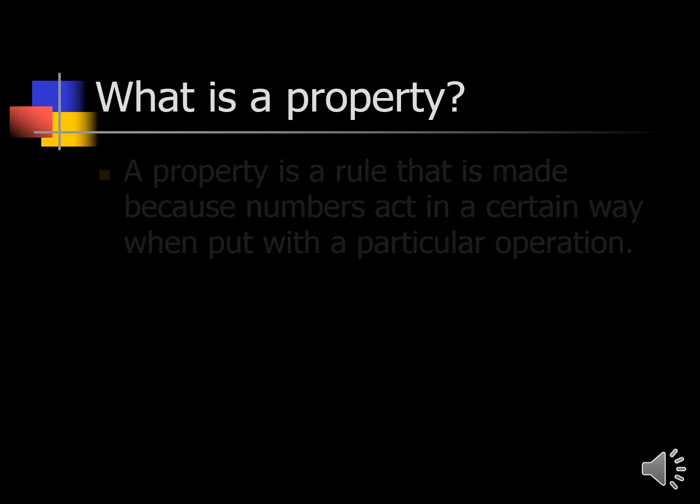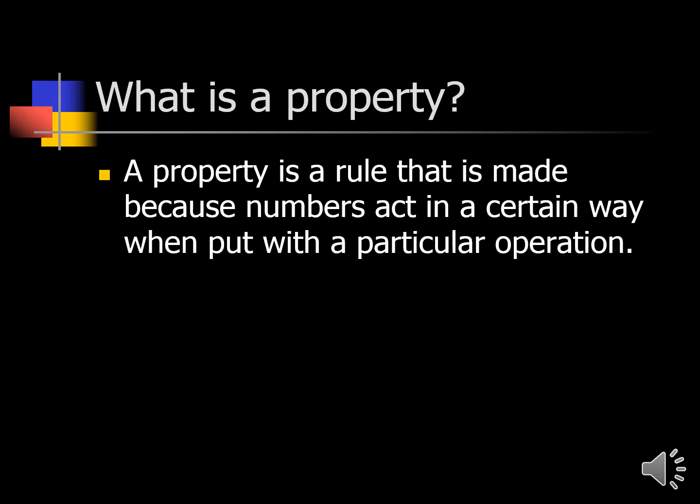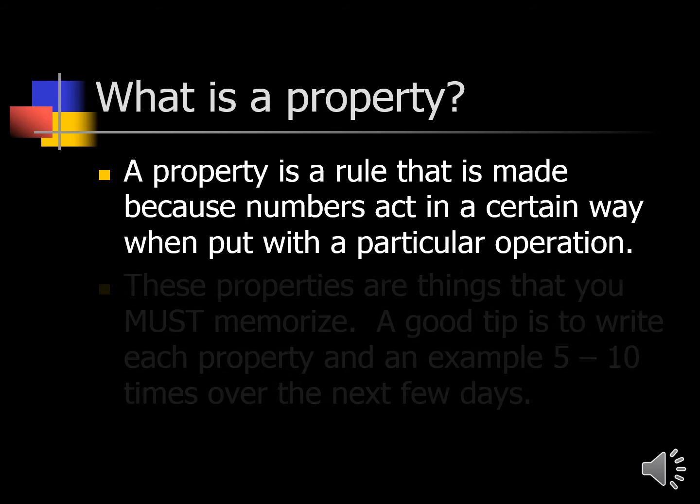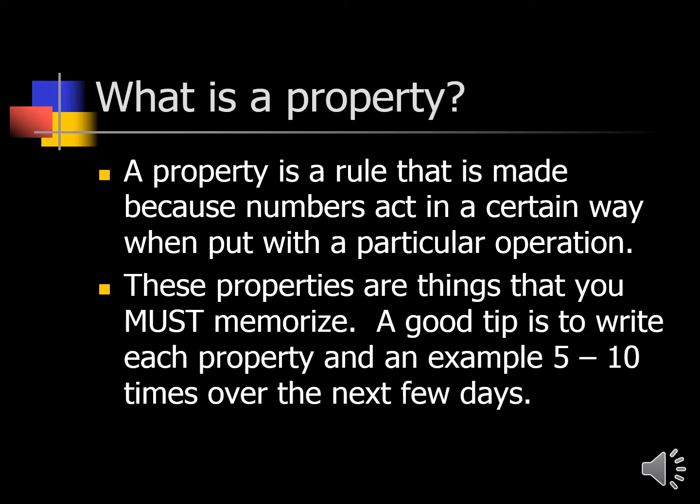First of all, let's discuss what a property is. It's a rule that is made because numbers act in a certain way when they are put with a particular operation. You have to memorize what these properties look like. A possible good tip is to write each property and an example of each property 5 to 10 times over the next few days that you'll be doing this lesson. You possibly also want to put them on flashcards.